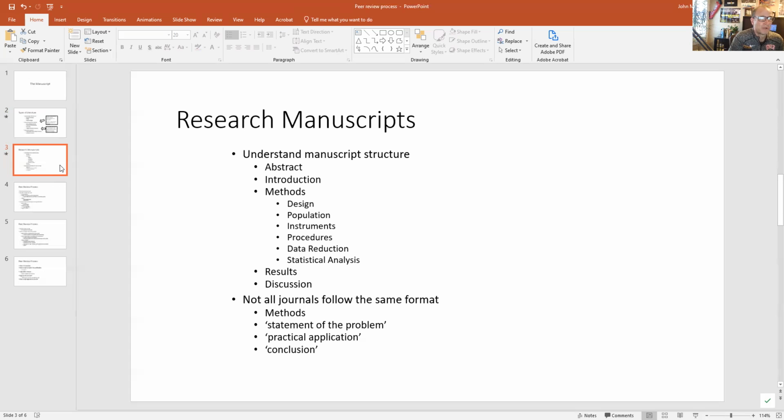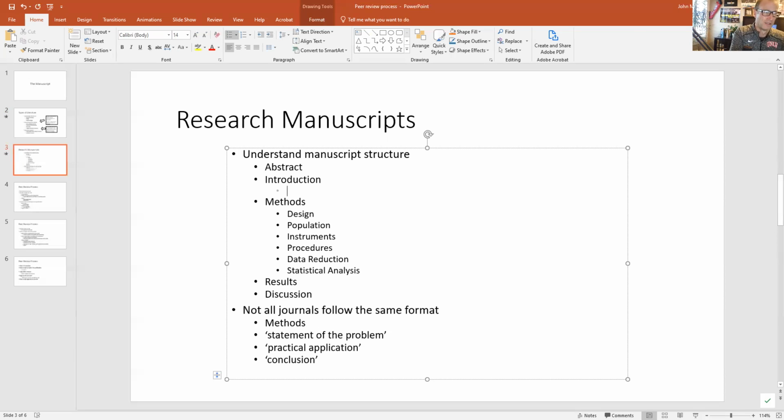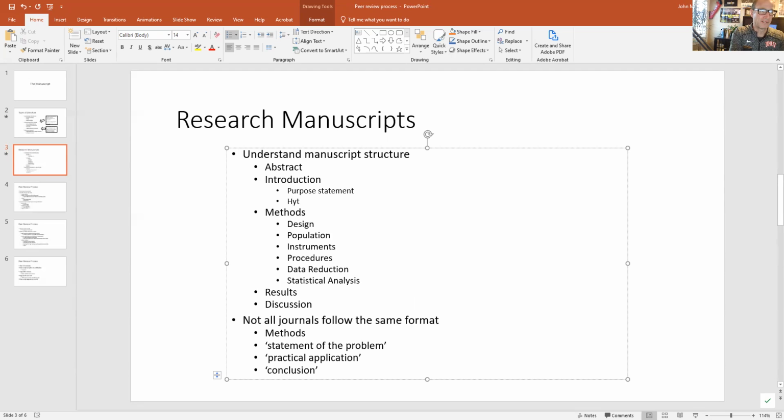And a manuscript will have these different sections, typically. An introduction, which describes why the experiment was done. It should have a clear purpose statement. Let me put that in here. And it may have identified some hypotheses or some hypothesis, a statement the authors believe to be true based upon what they know before they conducted the experiment.